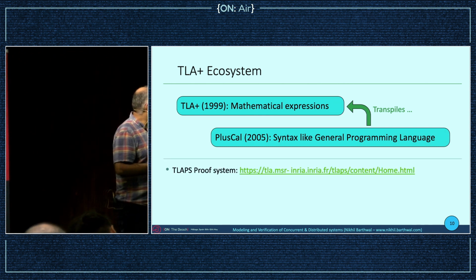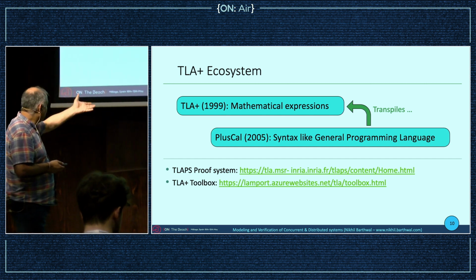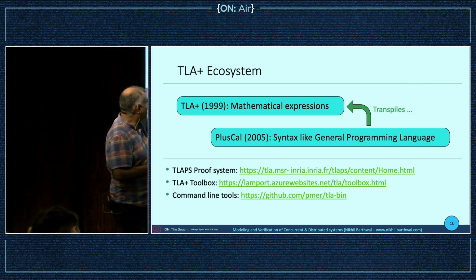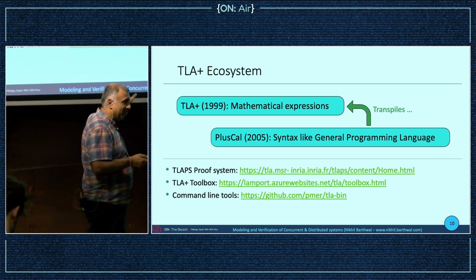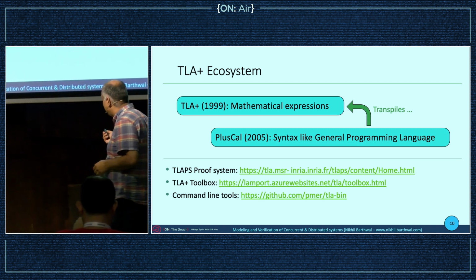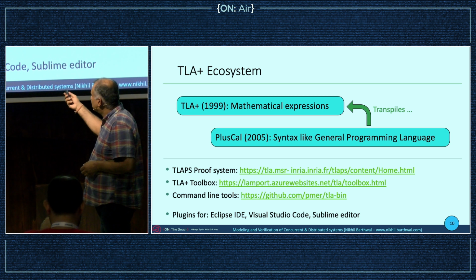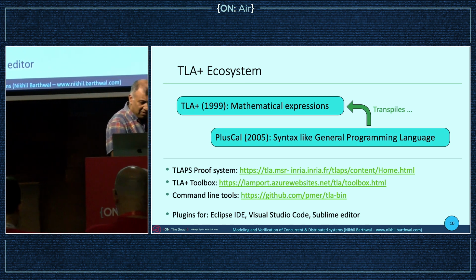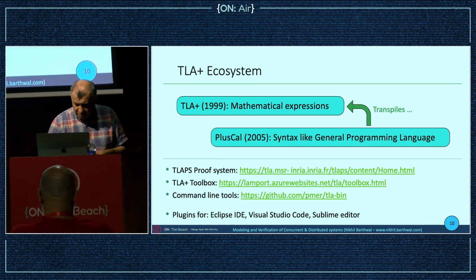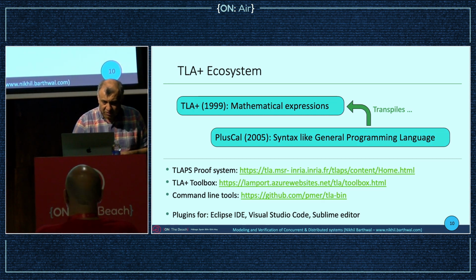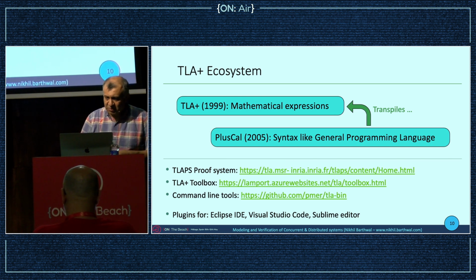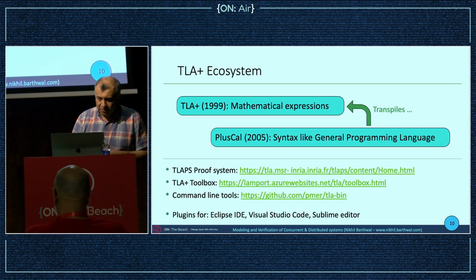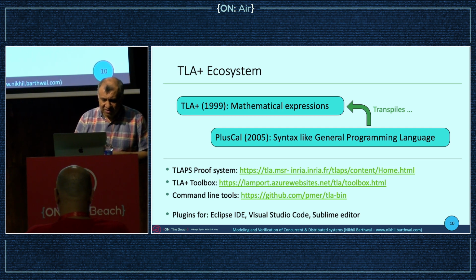And this is the TLA proof system. So there's a proof system, there's a toolbox, and there are command line tools. That's the one I'm actually going to be using for the demo. I love the command line stuff. I know I'm a little bit old-fashioned that way. And then you have various plugins for Visual Studio Code, Eclipse, and so on. So I'll just maybe stop here and open up my browser. So this is the TLA+ proof system. This is where the toolbox is, and in the demo I'll be running these command line commands.